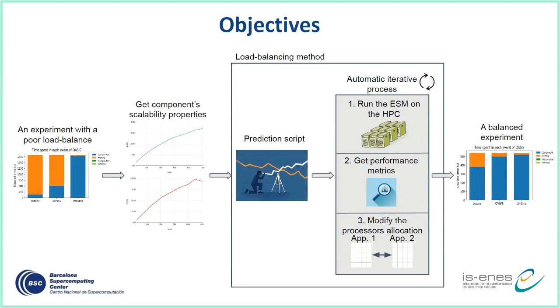So this is what I dream of: you start with an experiment with a poor load balance, then you get the scalability properties of the individual components, and then you enter this method where you first run a prediction script, a Python tool, which takes the individual scalability properties and tries to predict the best combinations of processors for the components involved. Then an automatic iterative process submits experiments to the HPC platform, gets performance metrics from real simulations, and modifies the processor allocation to reduce the coupling cost. The outcome of that is a balanced experiment.